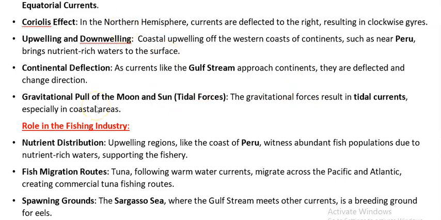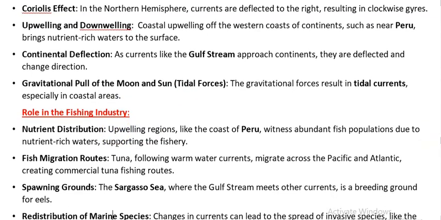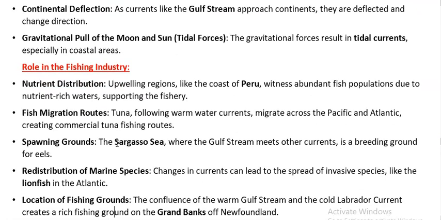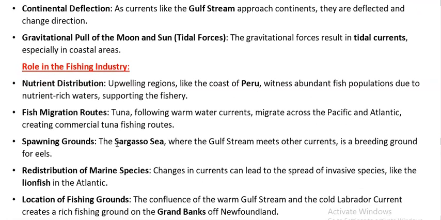Then we'll start talking about the role of these ocean currents in fishing industry. So we'll start with the point where we ended. That means we talked about the nutrient upwelling in the Peru region. When these nutrients are upwelling because of the ocean currents action, that witnesses abundant fish population, so helping fishing industry.